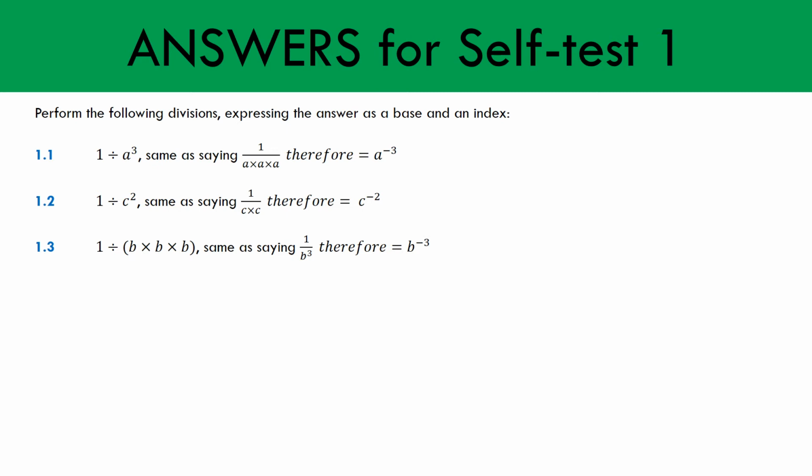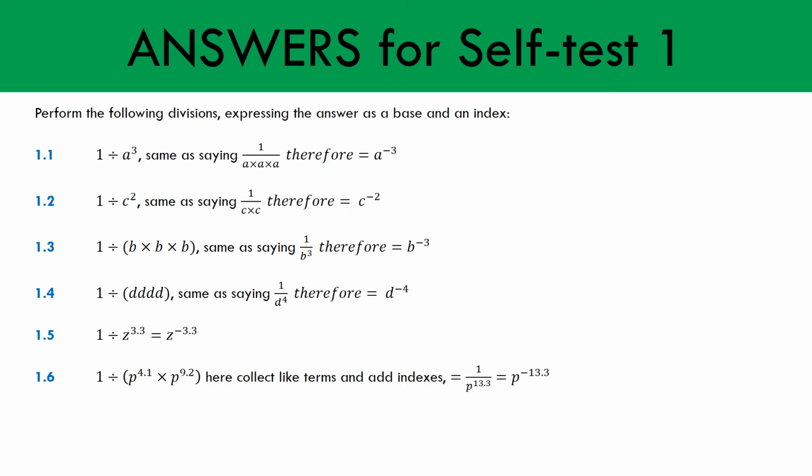1 over b times b times b is the same as saying 1 over b cubed. So we can express that as b to the minus 3. 1 over d to the 4 is expressed as d to the minus 4. 1 over z to the 3.3, again, can be expressed as z to the minus 3.3.